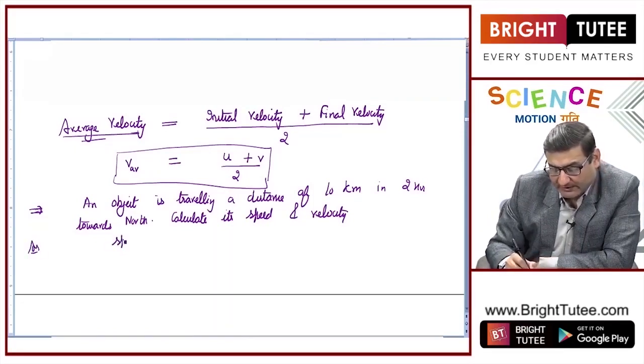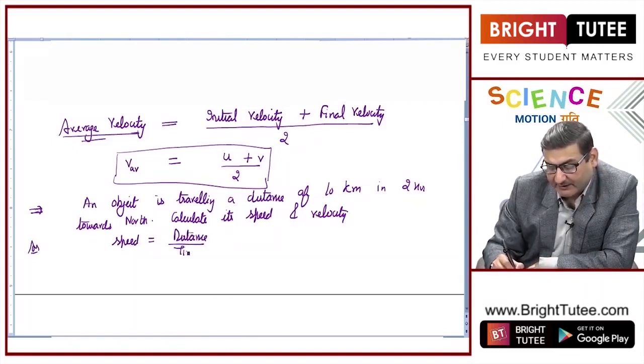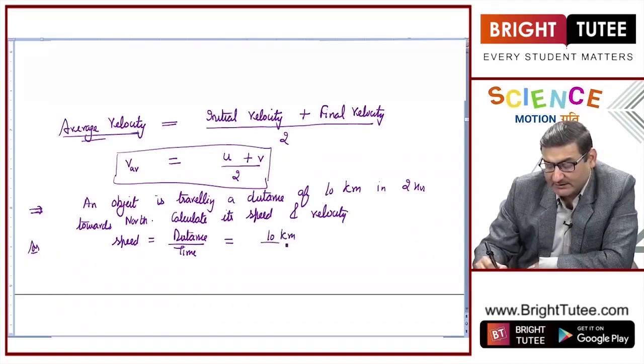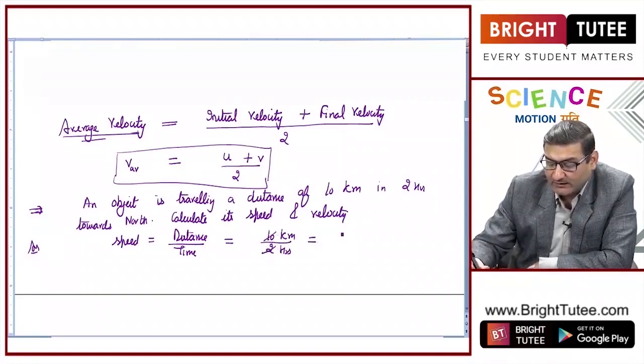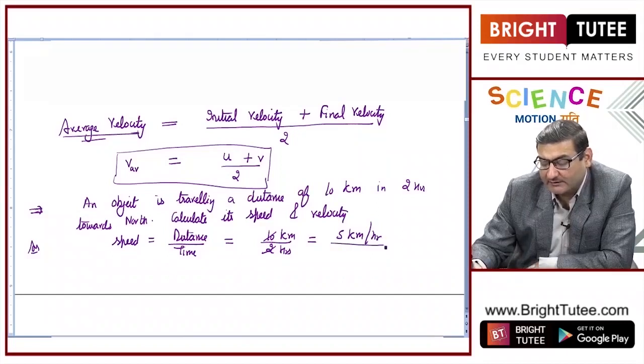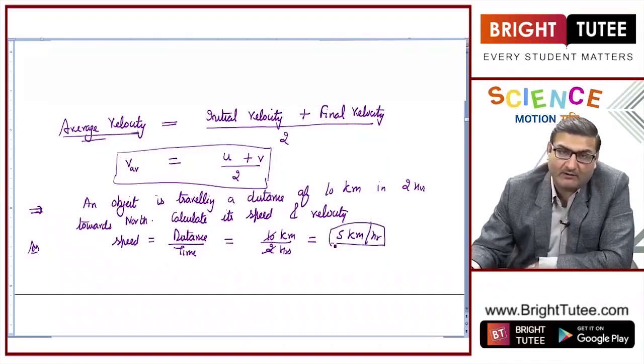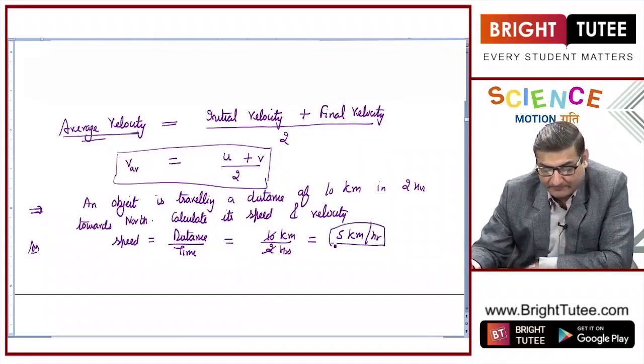Now let us see. We know that speed is given by the formula distance travelled by time taken. Now the distance travelled is 10 kilometers, time taken is 2 hours. I will cancel it out. So I will have 5 kilometers per hour. This is the speed of the object, right?